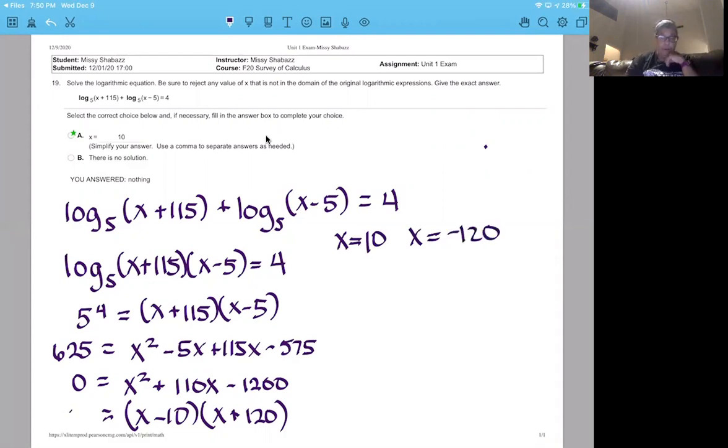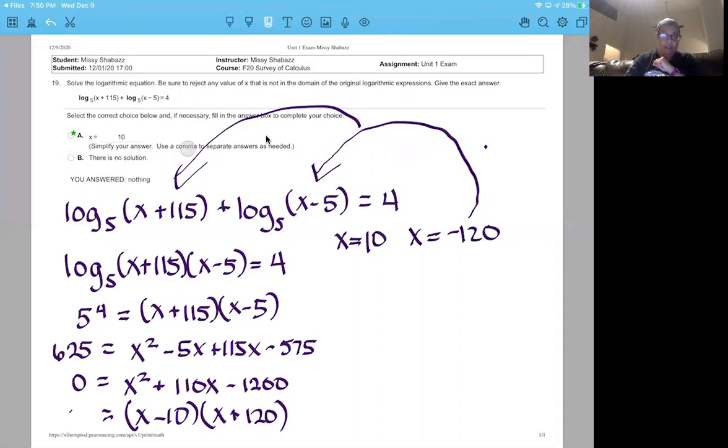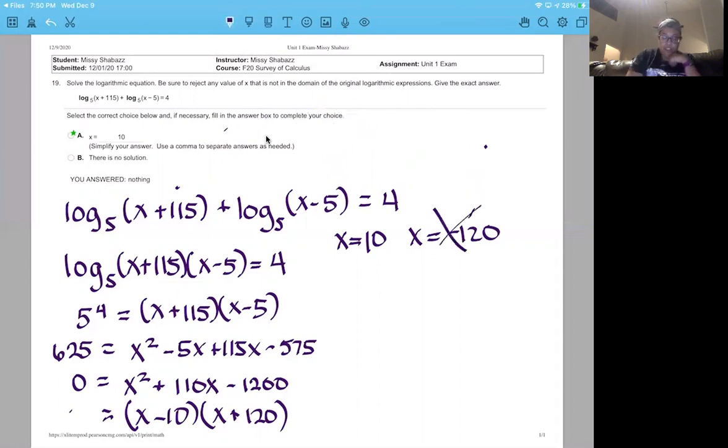All right, now, remember, we always have to check to see if our solutions work, because remember, we can't take the log of a negative number. Now, if I plug negative 120 in there or there, I'm definitely getting an extraneous solution, right? I get a log of a negative number. So definitely negative 120 does not work. Let's just go ahead and check that 10 works.